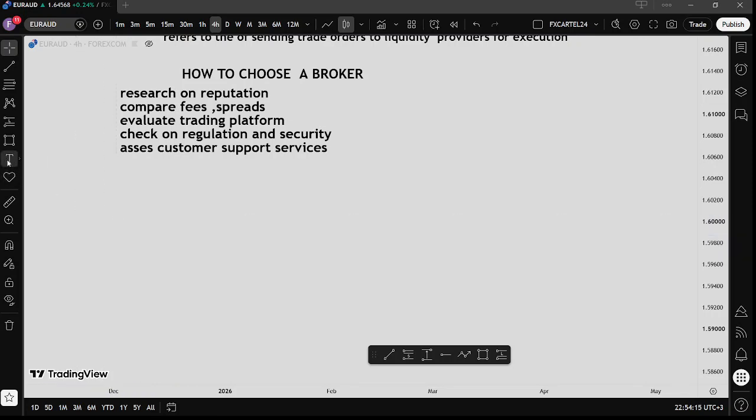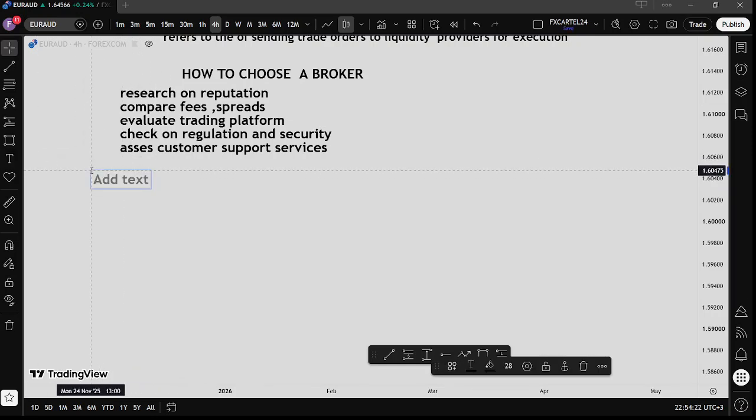Okay, and another thing, let's look at the characteristics of a broker.